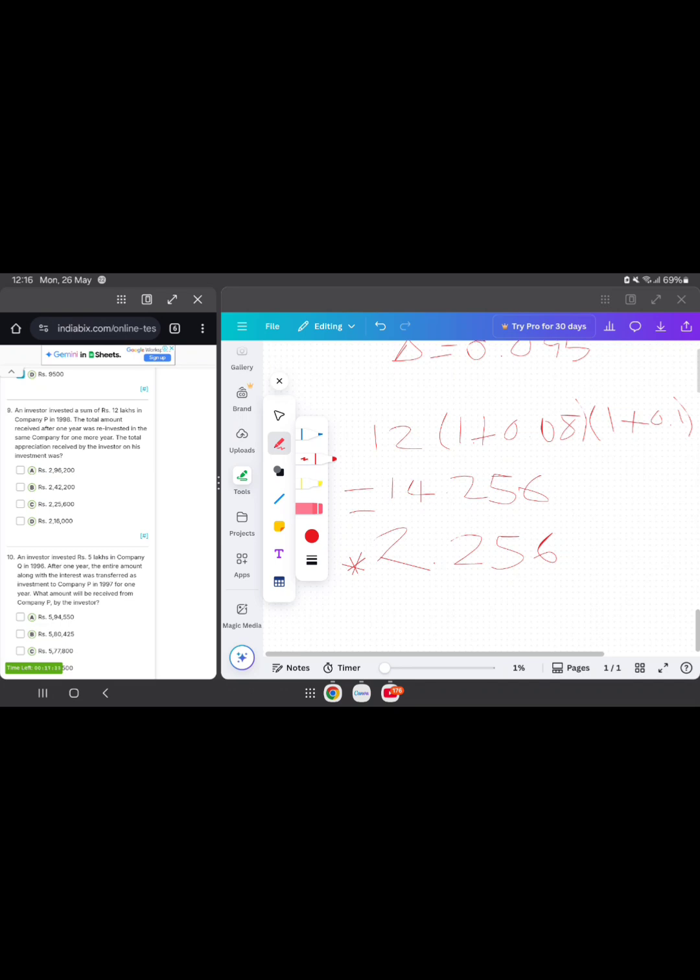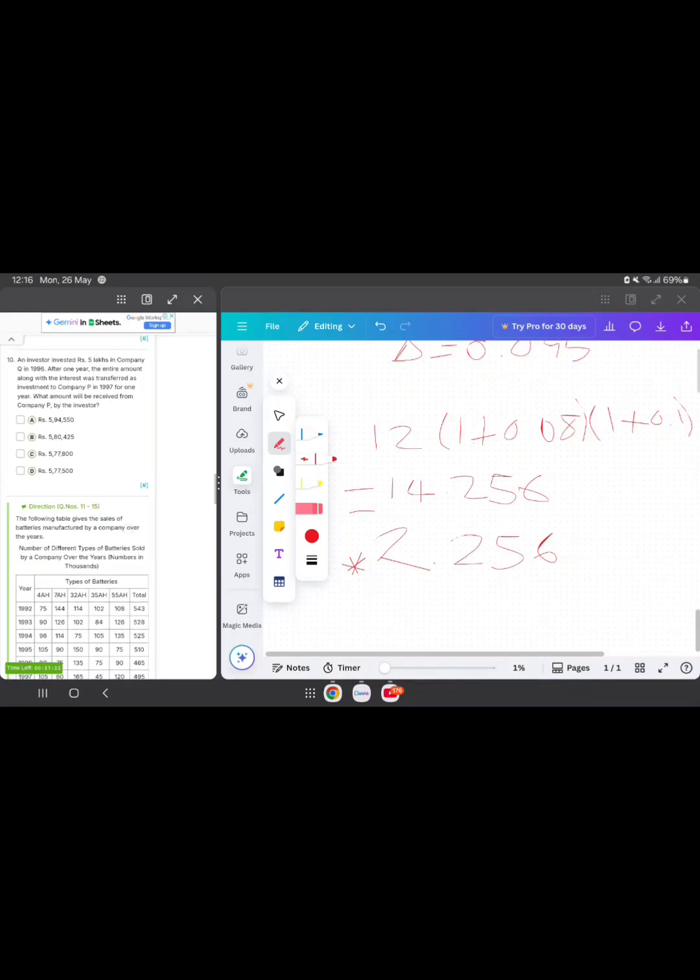Okay, and then we can see that that is C after conversion. Okay, and then moving on to question 10. The question says an investor invested 5 lakhs in company Q in 1996. After 1 year, the entire amount along with the interest was transferred to company P in 1997 for 1 more year. What amount will be received from company P by the investor?